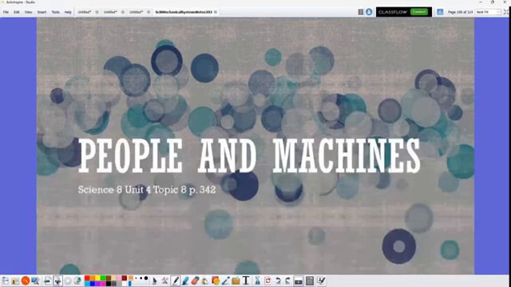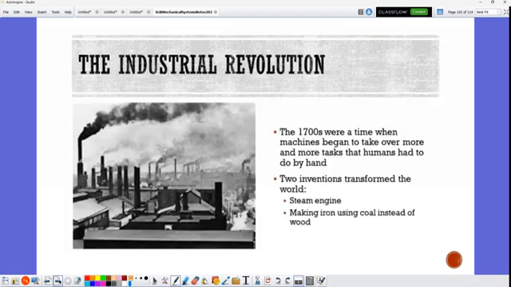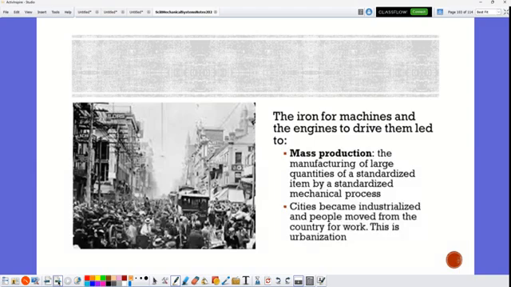People and machines. So development of machines brought about pleasure and comfort to our society. There's also a negative effect to the machines: pollution, displaced workers as well. The 1700s were a time when machines began to take over more tasks that humans had originally done by hand. Two inventions facilitated this: the steam engine and making iron using coal instead of wood, which means we had more resources available to make machines. The iron for the machines and the engines to drive them led to mass production.